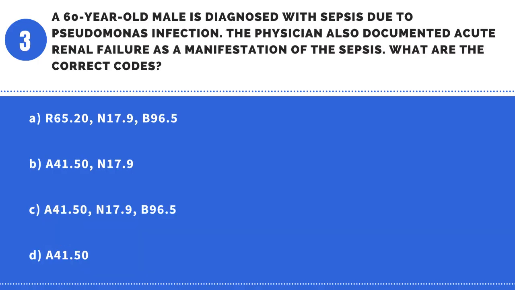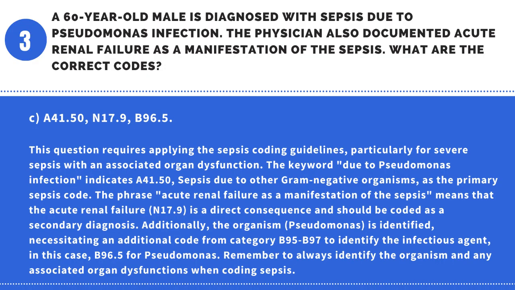Question 3. A 60-year-old male is diagnosed with sepsis due to Pseudomonas infection. The physician also documented acute renal failure as a manifestation of the sepsis. What are the correct codes? A. R65.20 and N17.9, B96.5. B. A41.50 and N17.9. C. A41.50 and N17.9, B96.5. D. A41.50. Answer C. A41.50 and N17.9, B96.5.